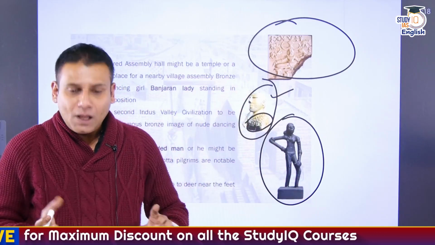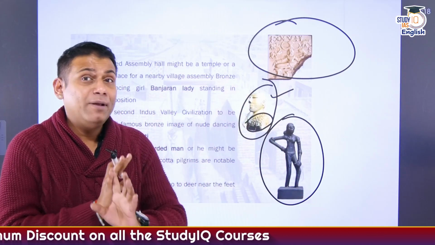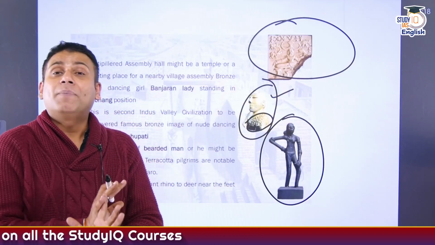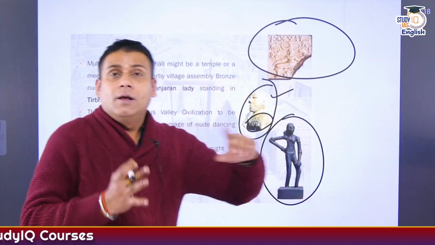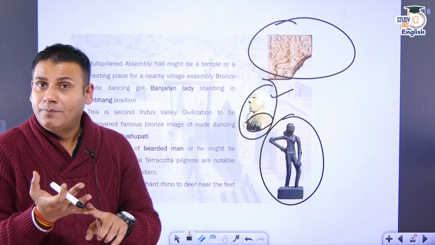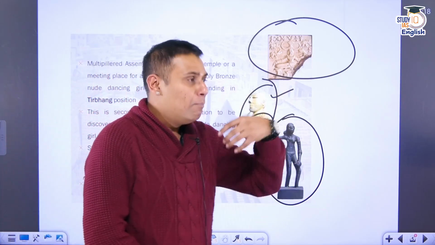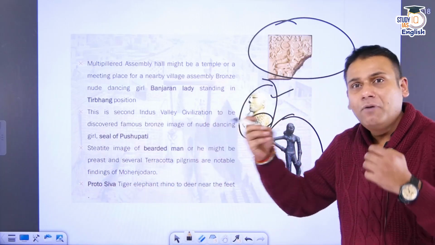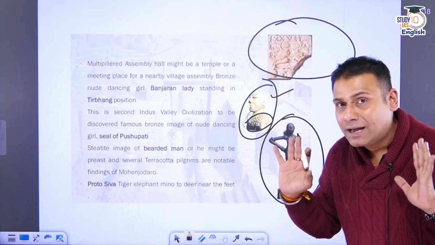So now let's get down to this. There have been no evidences of any major religious practices. Still, there were practices like animism, which we are going to discuss in the further part of the session. Basically, there is no evidence of temple worship or of a temple. So we can infer that the multi-pillared assembly hall might be a meeting place for the nearby village assembly. Hope the points are clear.